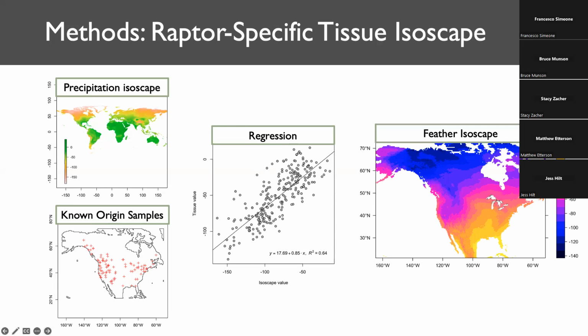And so from that relationship, we get another map. And this is just a map like our precipitation isoscape that shows the value that would be present for a feather in that exact location. So a purple section in here would correspond to maybe an orangey pink section over on this precipitation map.